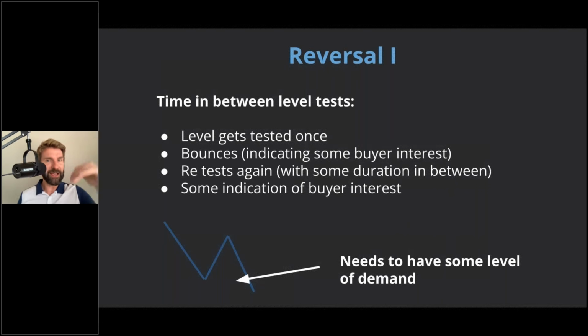Whereas when you get a test, it bounces up, does 15 minutes or so, if we're talking intraday, and comes back and retests, that's a bit more interesting. I've seen buyers already there. So now I'm like, okay, now we're formulating a bit of a plan. Now we're formulating something interesting. I need to see some level of demand at my level before I'm looking to initiate a trade at that level. Again, very personal. This might not be for you, but I like to see duration in between in terms of time.